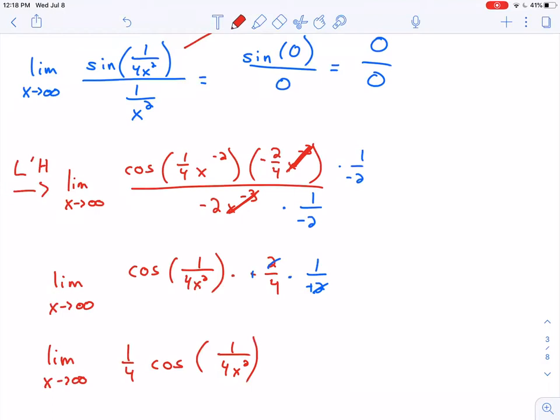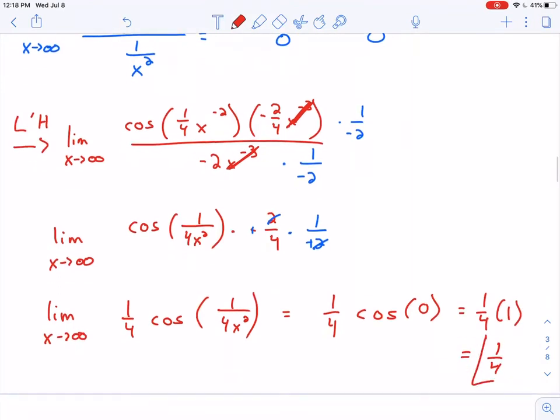So okay, now I'm going to look at the result, 1/4. Again, if I look at what does the inside part of this do as x approaches infinity? Well, 1/4x squared, that is going to approach 0. So 1/4 times cosine of 0. But I know that cosine of 0, that's just 1. So 1/4 times 1 gives me 1/4. So here is my limit.